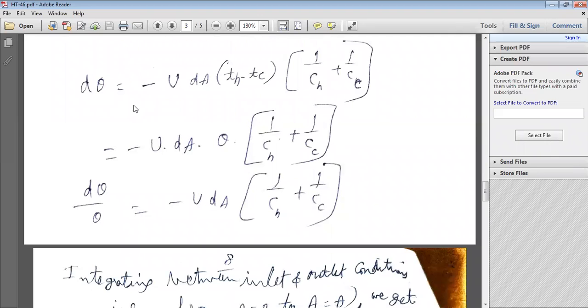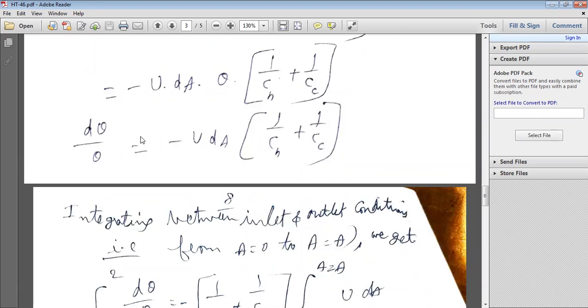So from this relation, d theta by theta is equal to minus U into dA into 1 by capital CH plus 1 by capital CC. Here there are two variables, theta and area: the variation of temperature along the area, or length, of the heat exchanger.